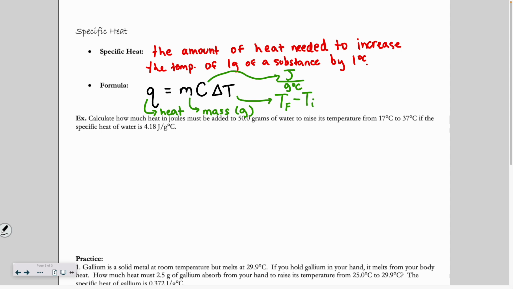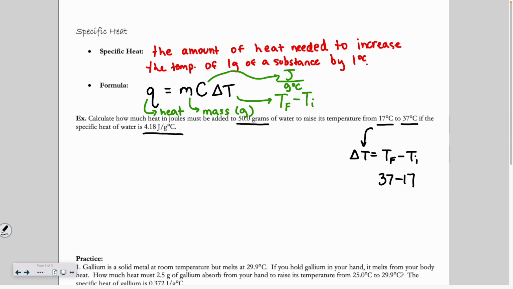Alrighty, so let's look at a practice. Calculate how much heat in joules must be added to 50 grams of water to raise its temperature from 17 to 37 if the specific heat of water is 4.18 joules per gram degree Celsius. So really quickly, to find my change in temperature, my delta T, I'm going to take my final temperature and subtract my initial temperature from it. So I do 37 minus 17.